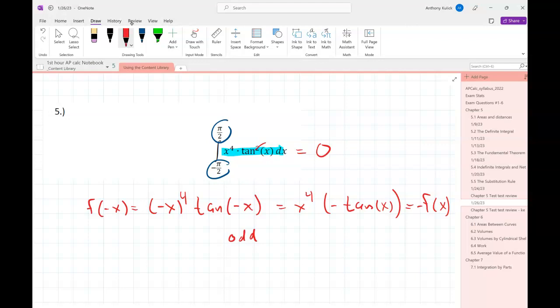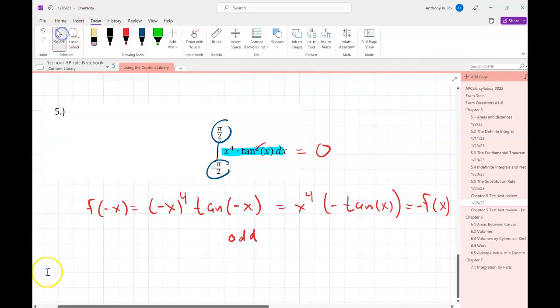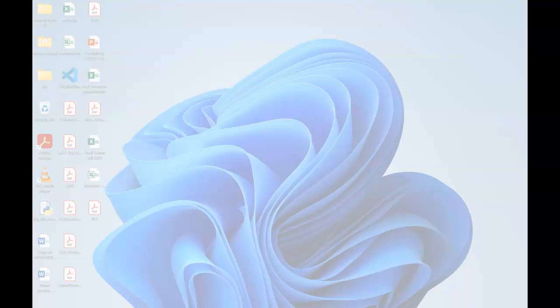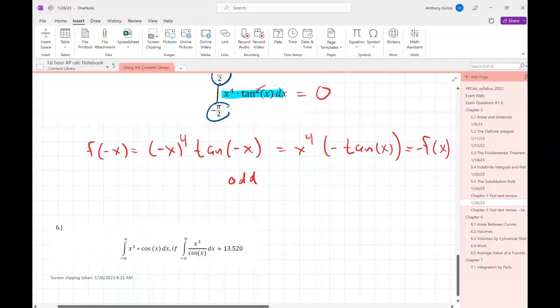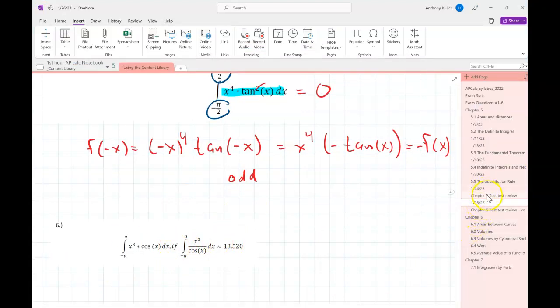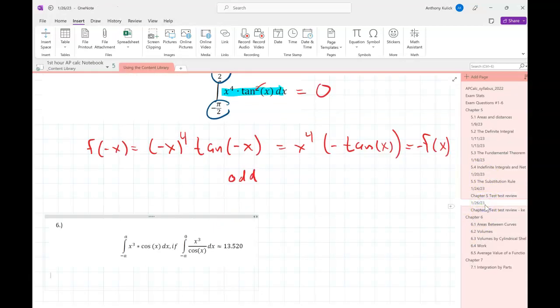Let's do an even one then, so like number 6. Sure. Absolutely. And I think there was an update on this as well, right? Those x cubed had to turn into x to the fourths or something. Yeah, that's what I did.